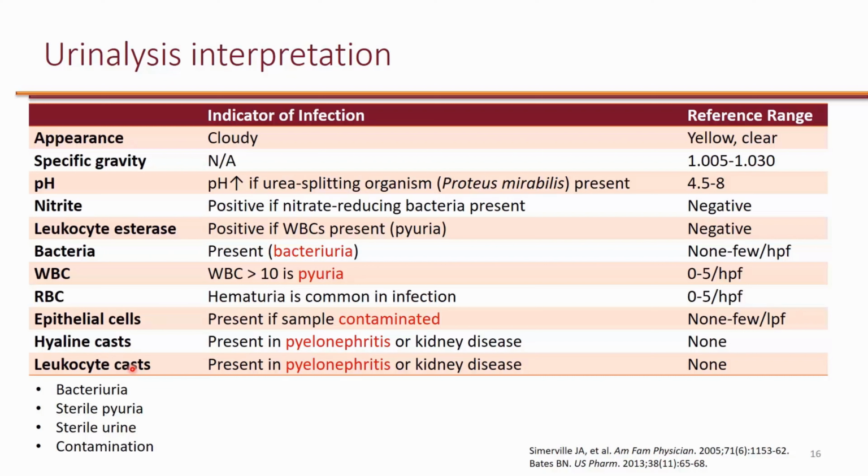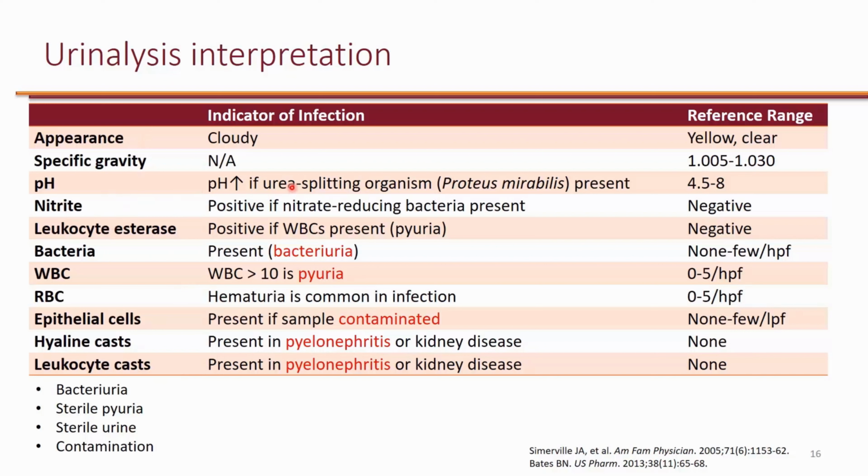So for example, if the patient doesn't have a history of kidney disease but suddenly comes to the hospital with fever and flank pain, and you see casts on the UA, that could suggest that the patient could possibly have pyelonephritis, and the physician will do further imaging to confirm the diagnosis.